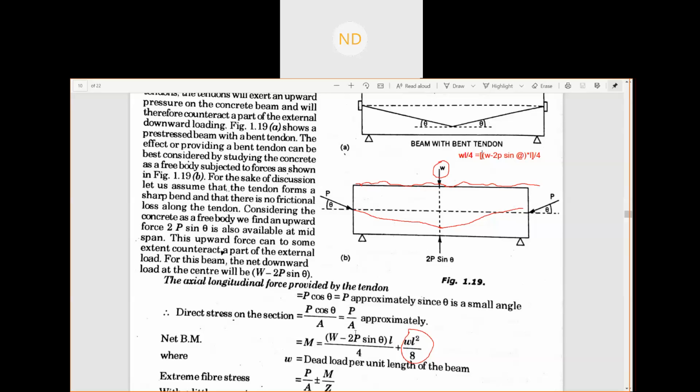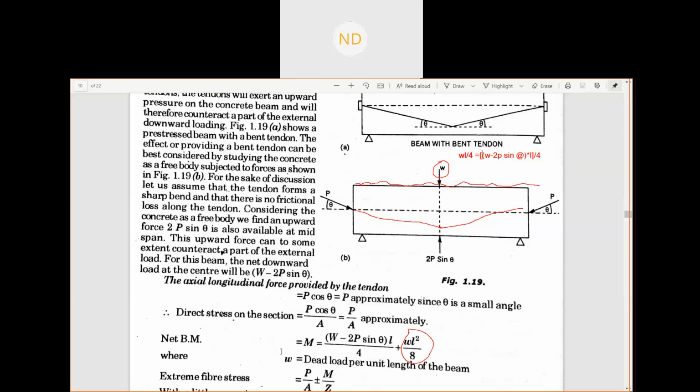Now once we know the moments and the pre-stressing forces, we can find out the extreme fiber stresses, which will be P by A plus minus M by Z. So what is our P by A? You will know it from the pre-stressing forces, and the stresses due to this bending moment will be how much? Plus minus M by Z. M is this much, you know now.